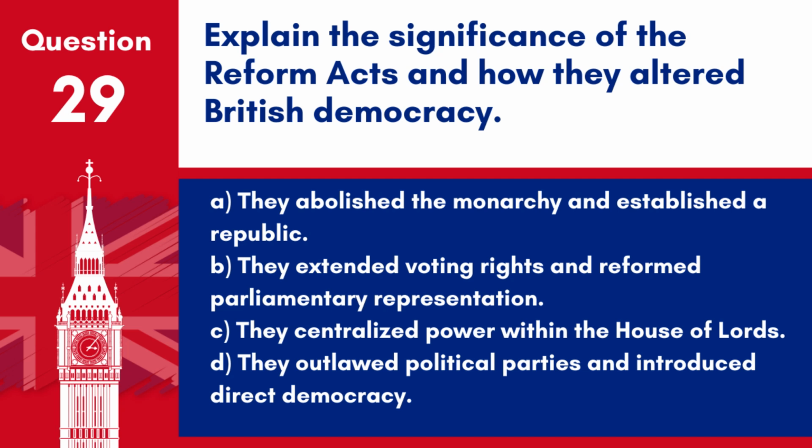A. They abolished the monarchy and established a republic. B. They extended voting rights and reformed parliamentary representation. C. They centralised power within the House of Lords. D. They outlawed political parties and introduced direct democracy. Answer. B. They extended voting rights and reformed parliamentary representation.